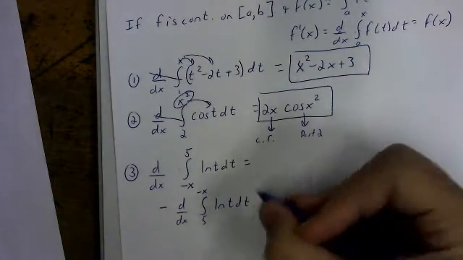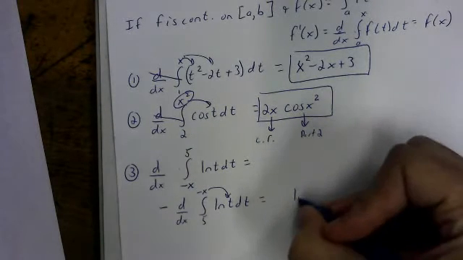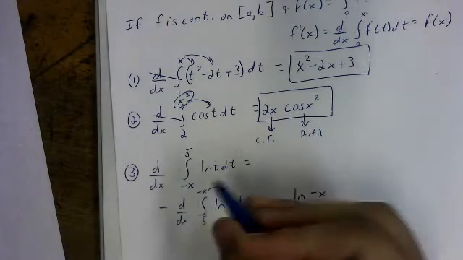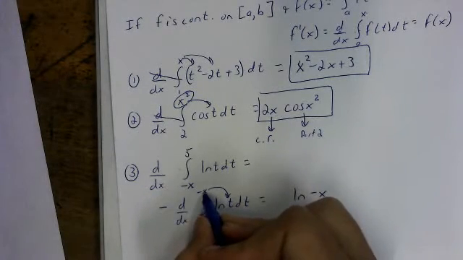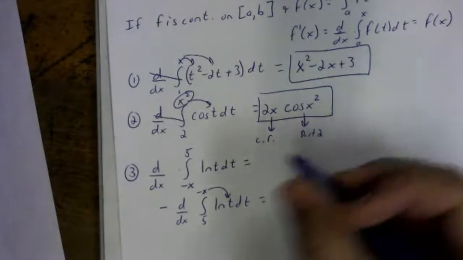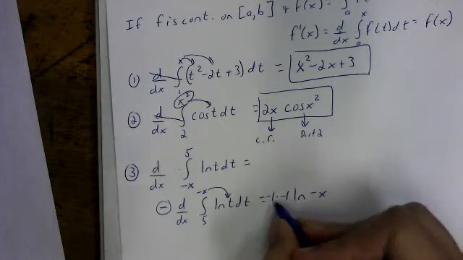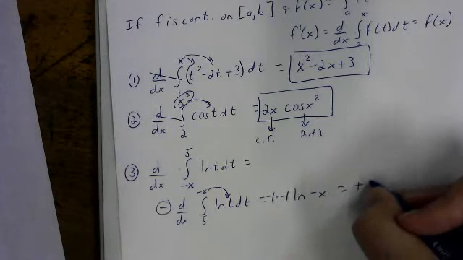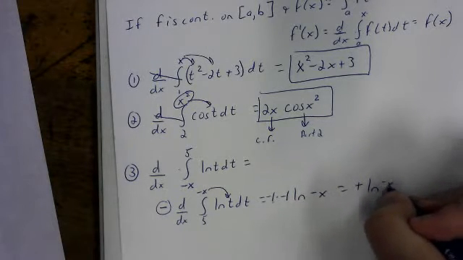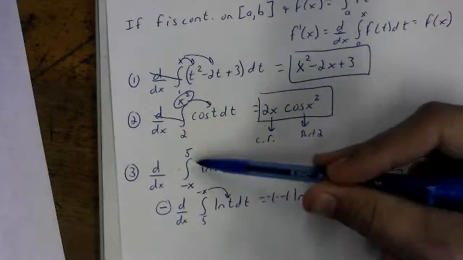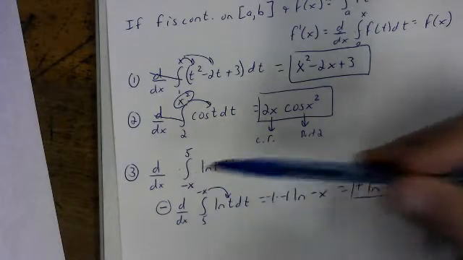You plug this in, we get natural log of negative x. Take the derivative of negative x, you get negative 1. And then of course, don't forget this negative out here. So in other words, we have basically positive natural log of negative x. So the only difference is you have to switch the limits. And to do that, we must make the whole thing negative.